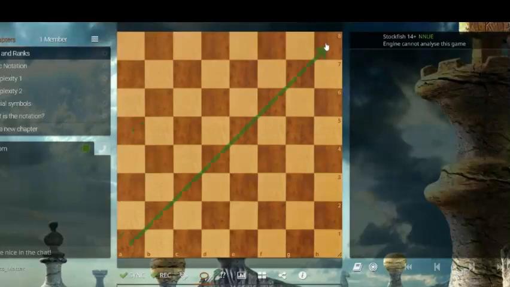Now, a diagonal line along the board is known as a diagonal. It doesn't have either a letter or a number in common. That is what makes it unique. As you can see, this square A1, this square is B2, which don't share a letter or a number. C3, D4, E5, F6, they don't share a letter or a number.